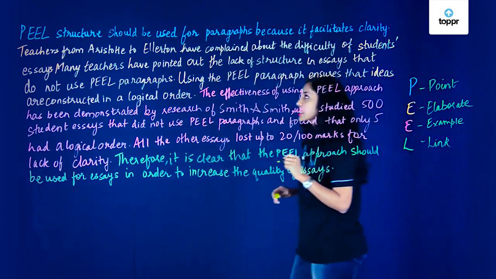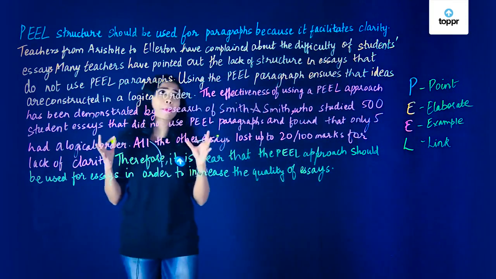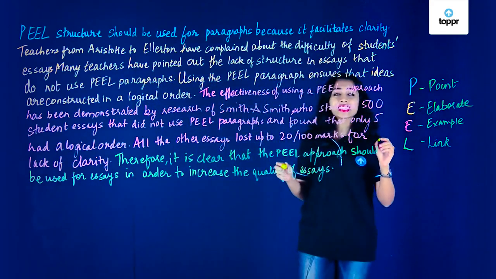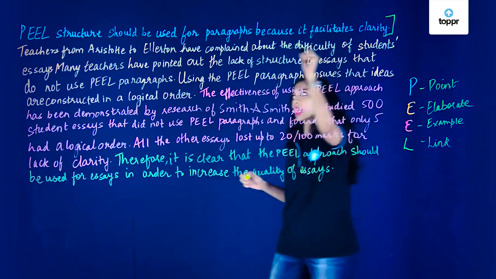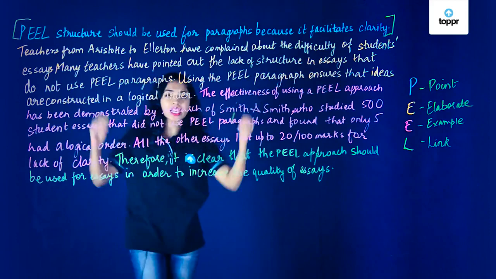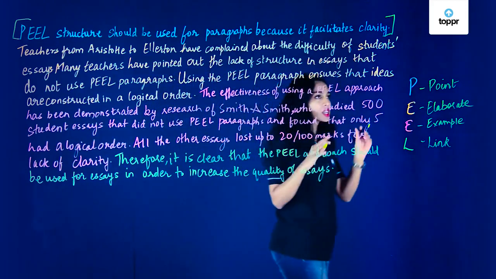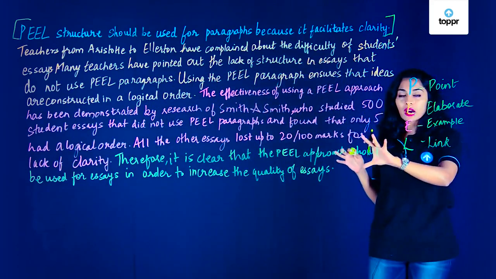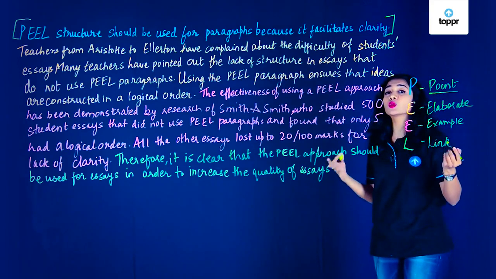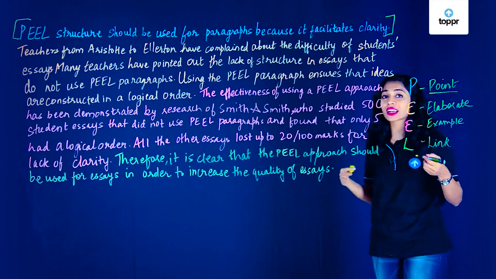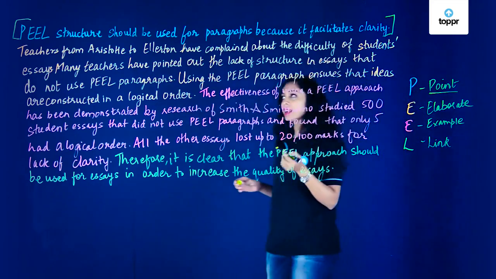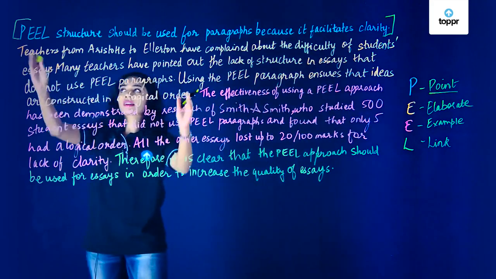The first sentence is, PEEL structure should be used for paragraphs because it facilitates clarity. And that is the point we are trying to make, right? That is the central idea or the thesis statement of our paragraph, because in this particular paragraph, we want to point out why we should use the PEEL paragraph while writing paragraphs or essays for that matter.